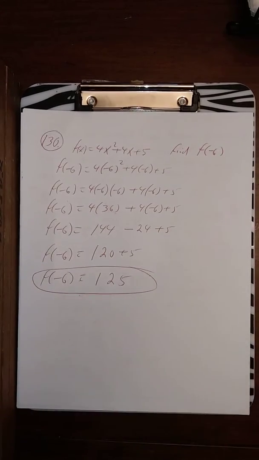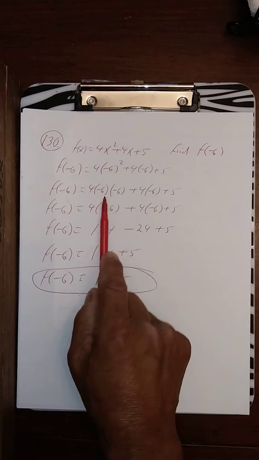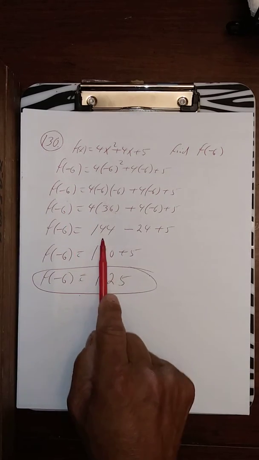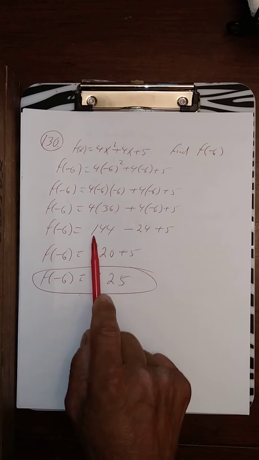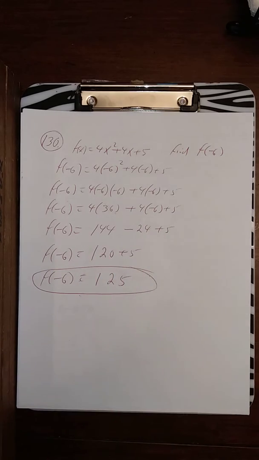Another one. f of negative 6, put it in there. Negative 6 squared, 36 times that, 144. Negative 24 plus 5, so that's going to be 120 plus 5, 125. I'm done.